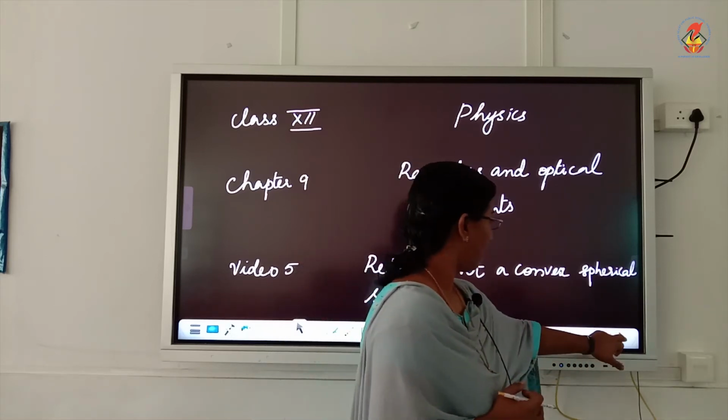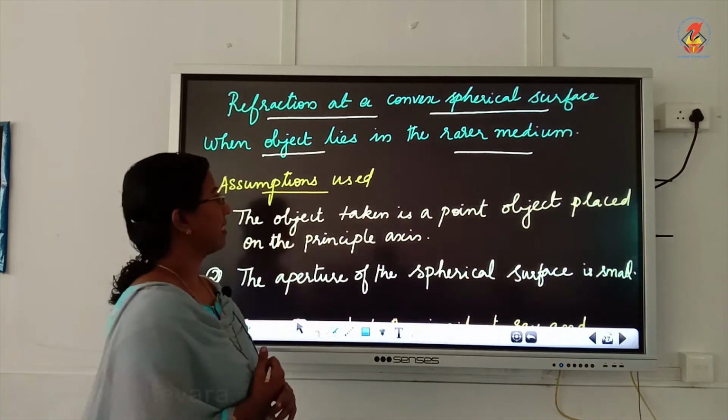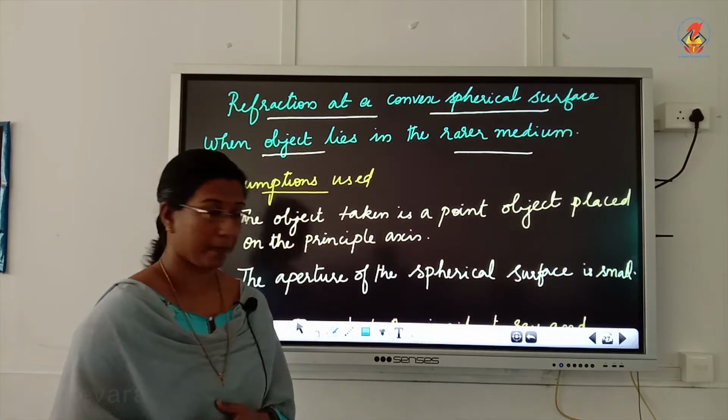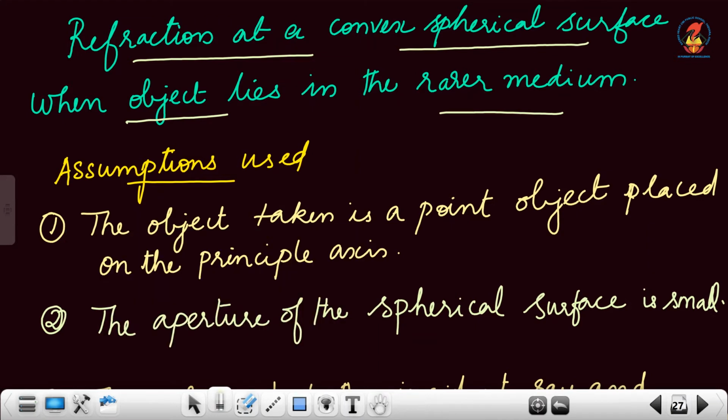Now, to derive this relation, we have to make certain assumptions. Three main assumptions are made, and the first one is the object taken is a point object. We are considering a very small object, and the object is placed on the principal axis of the spherical surface. That is the first assumption.